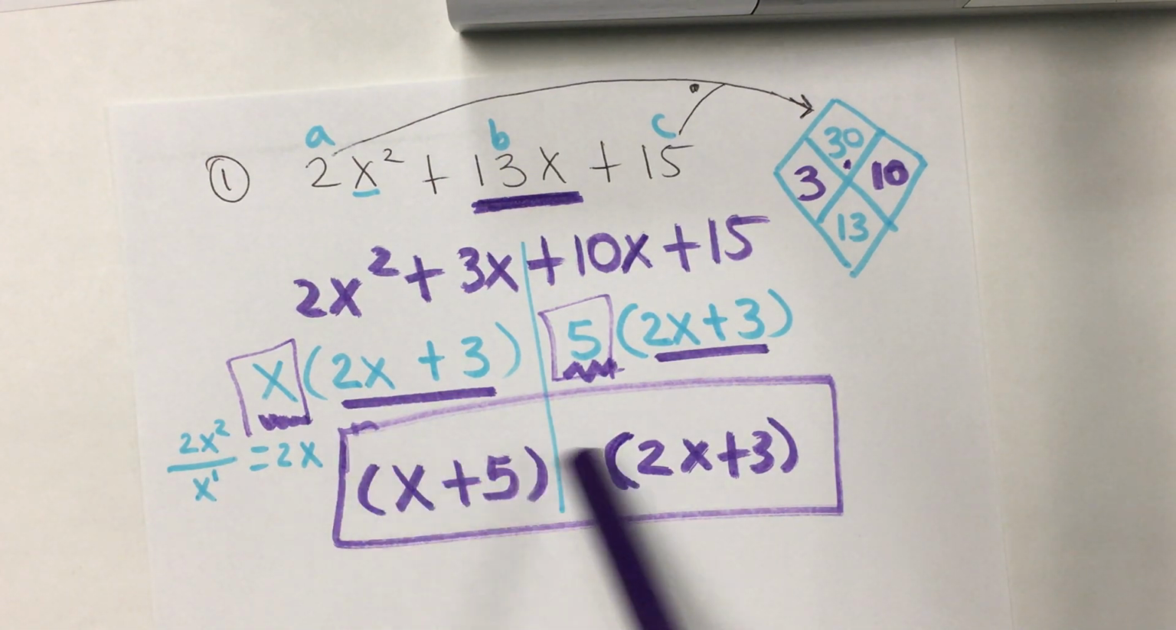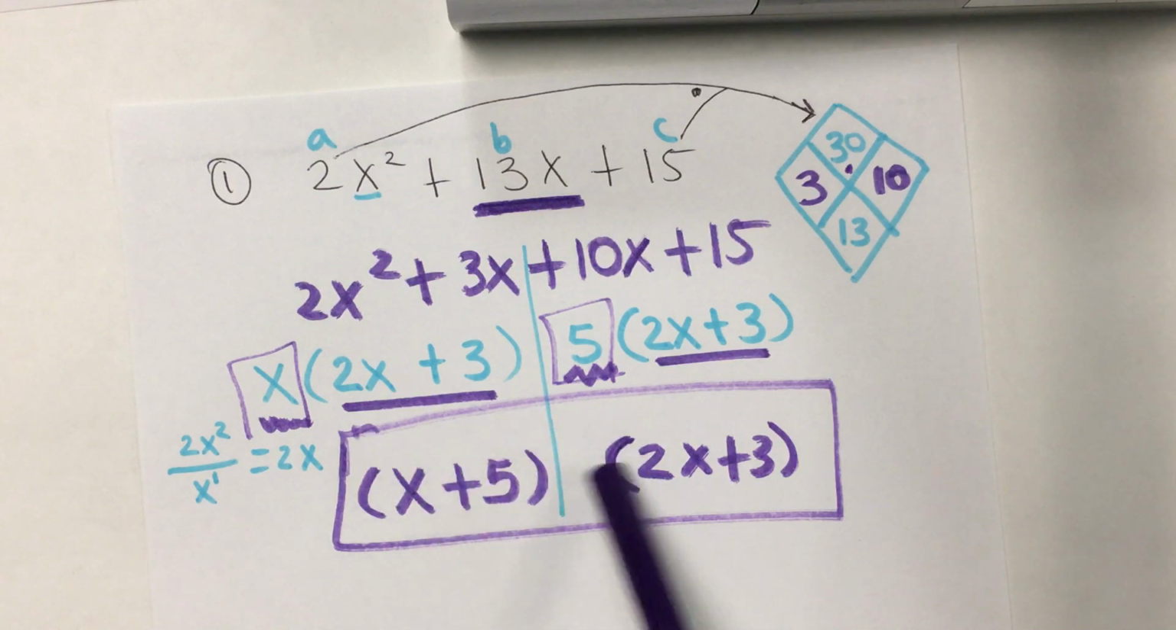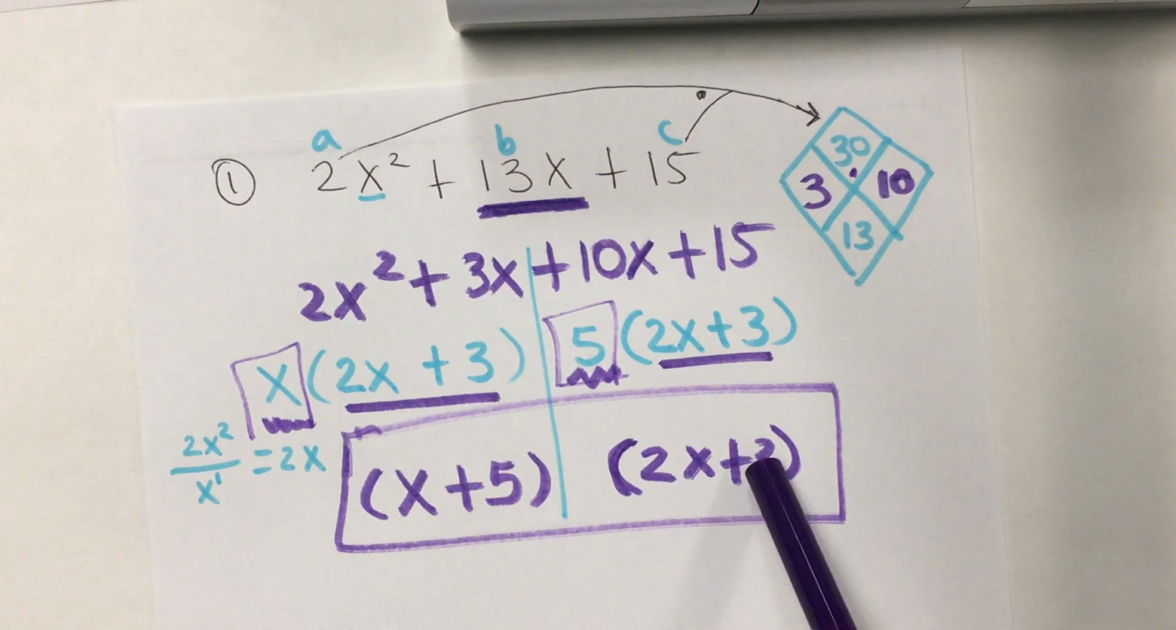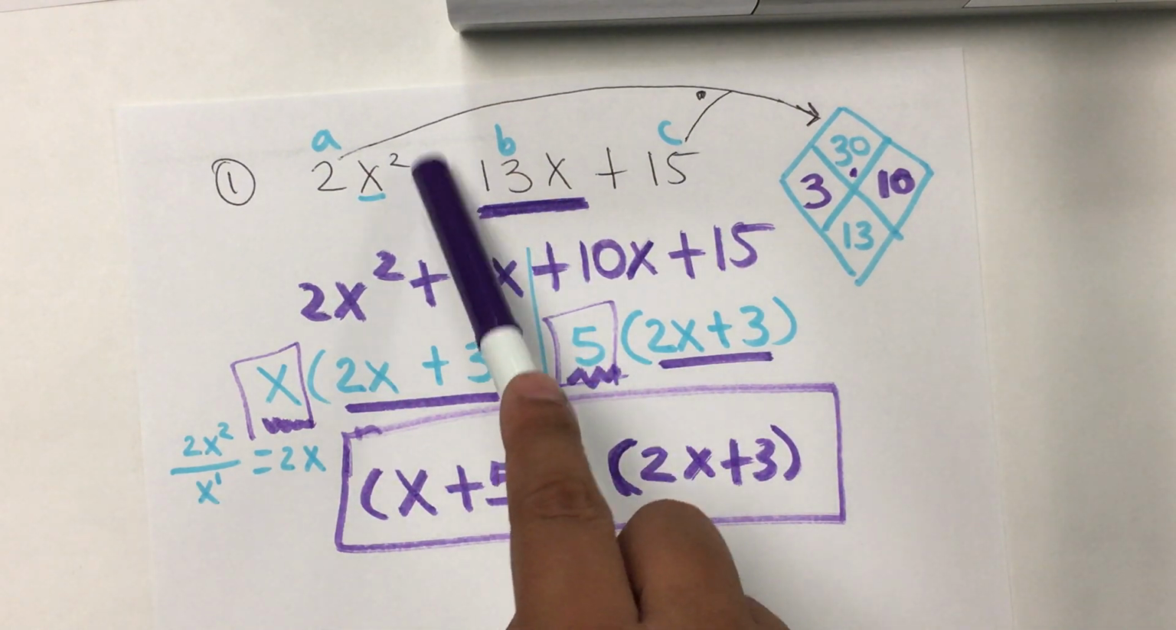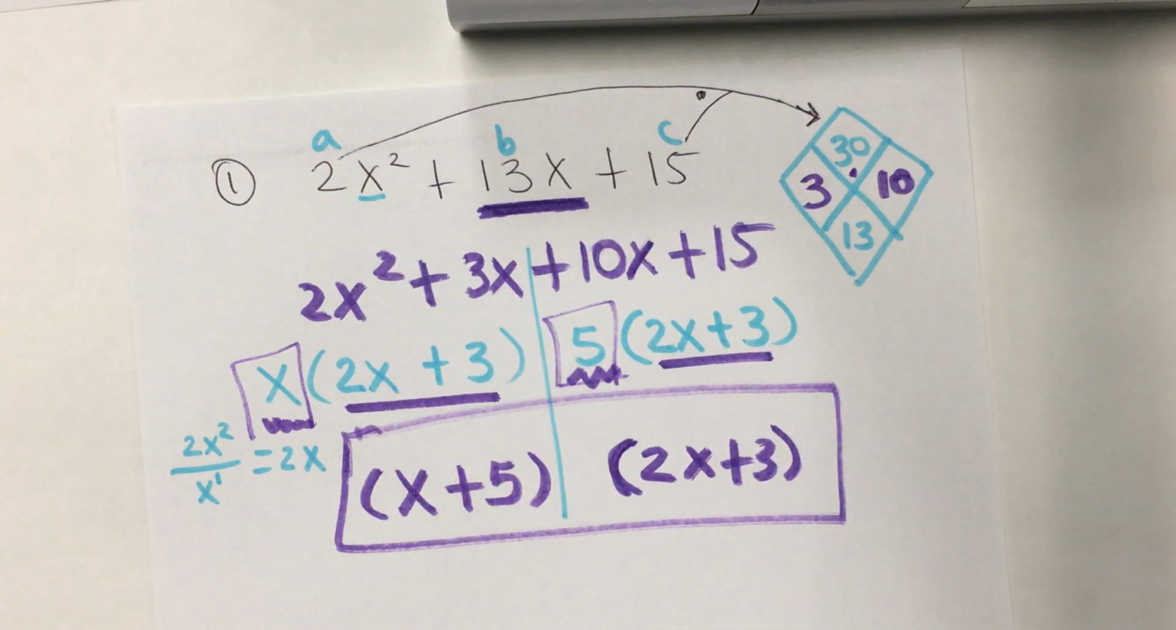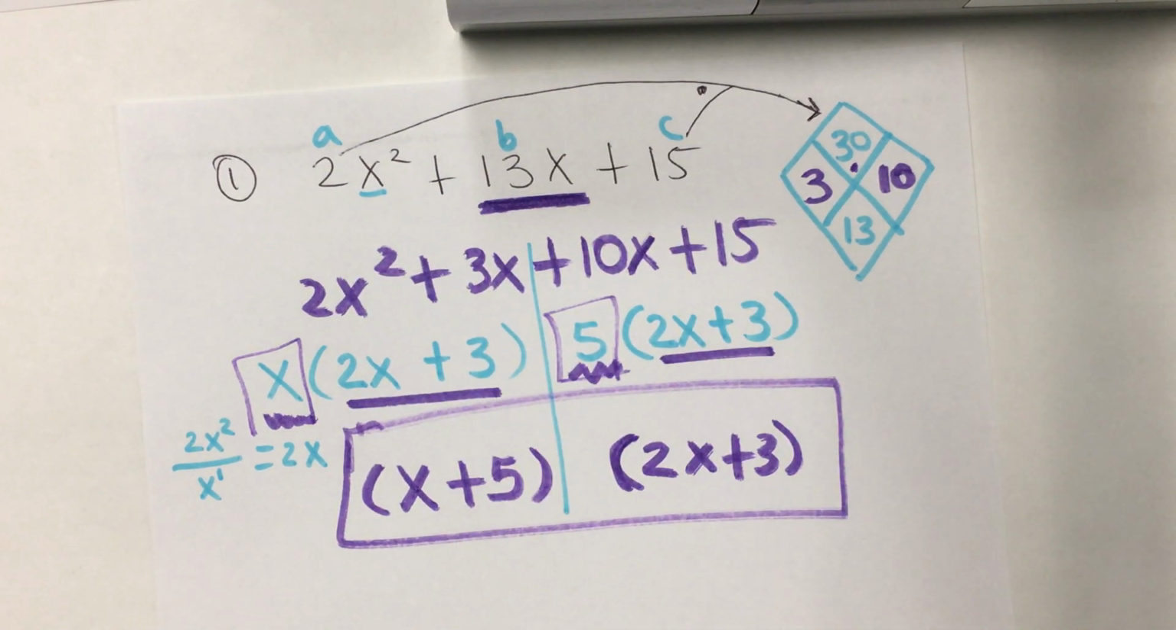You can always multiply using FOIL, combine like terms, and it should come back to this answer. Okay, let's do another one.